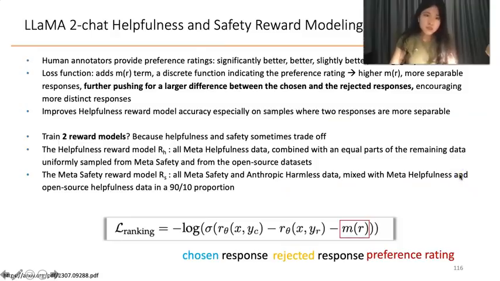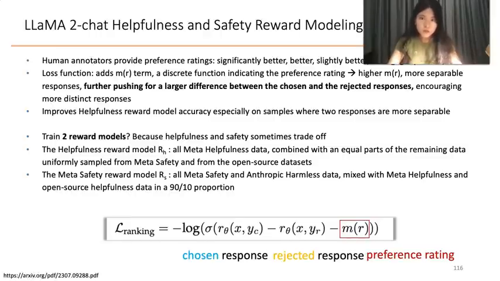This idea is essentially used in Llama 2's ranking loss. Llama 2's reward modeling features the binary ranking loss minus a preference rating term, like a margin term. So it further pushes for a larger difference between the chosen and the rejected responses, encouraging more distinct responses. And if you're curious how this preference rating is defined, it is given by the human annotators during the human annotation collection.